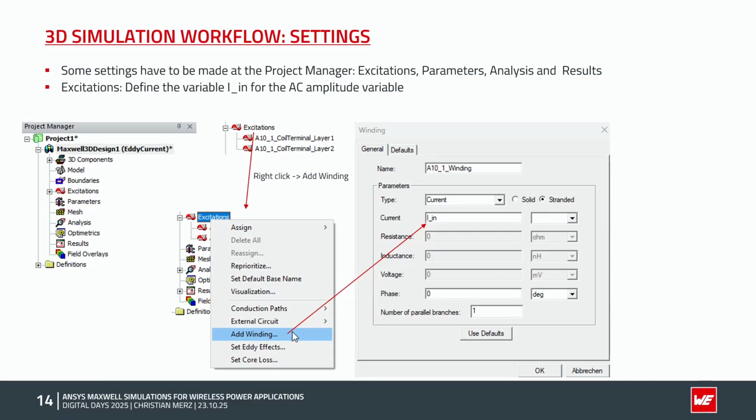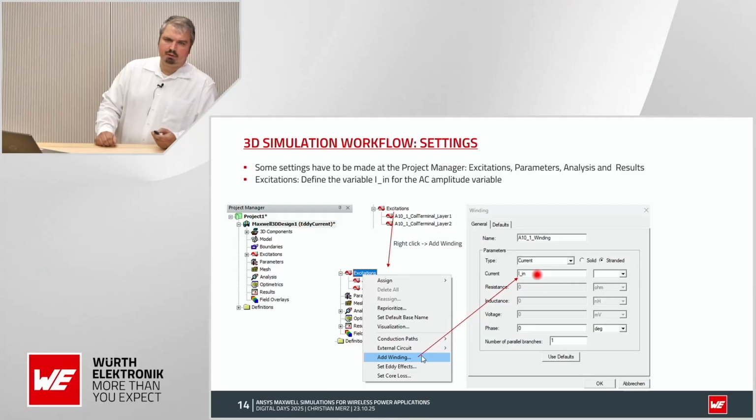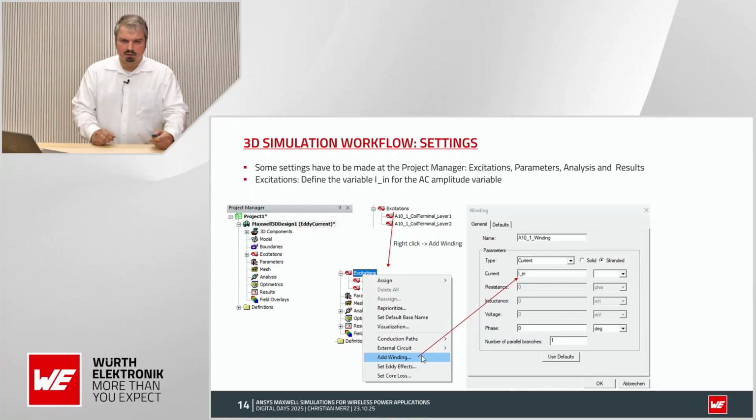Then the next steps are to define different settings. For this, we go in the project manager and right click on excitations. Then we have to define a winding, which means that the two layers are now defined as one winding. And then I just choose the type current. And because we have a stranded problem, you have to choose stranded. And then as an input current, I just defined a variable, which is in this case IN for input current.